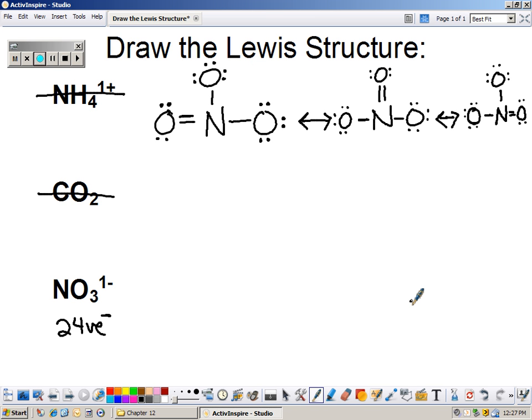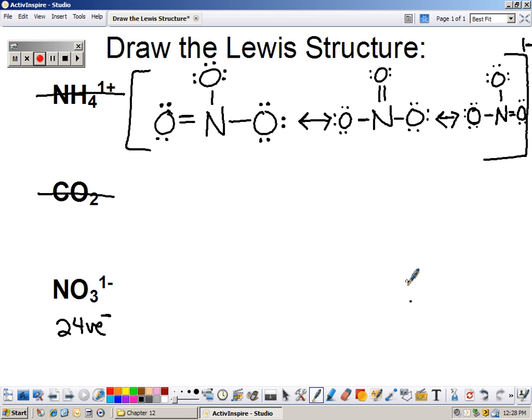Okay, so we redrew that 2 other times, showing the double bond on each oxygen, because that double bond actually resonates. It could exist in any of those oxygens at any particular time, and we have to show that in our Lewis structure. Okay, now last thing, it's an ion. So with any ion, we're going to show that it's an ion by putting it in brackets and then showing our charge on the upper right hand corner. So this is our Lewis structure for nitrate.